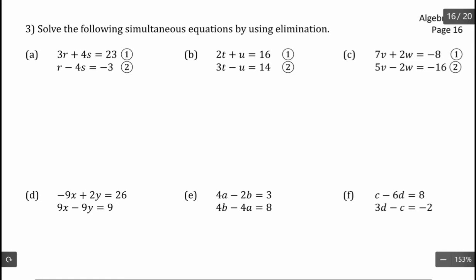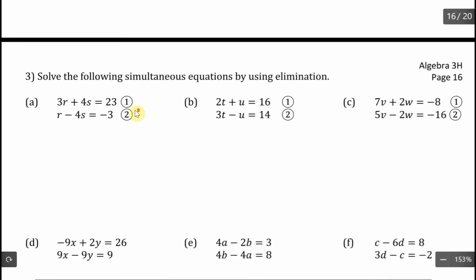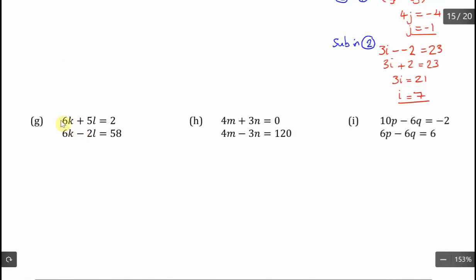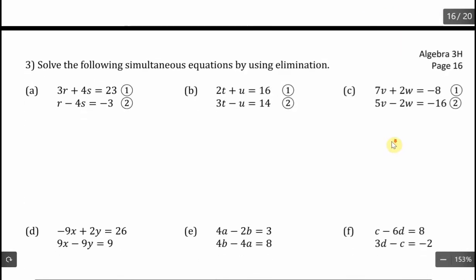Okay, continuing with simultaneous equations, but this page has some slightly different ones. In the page above, we were just subtracting our equations because we had the same coefficient of one of the variables each time. So they were just ready to subtract. Even when the coefficient was both negative, it would eliminate itself when we subtract.